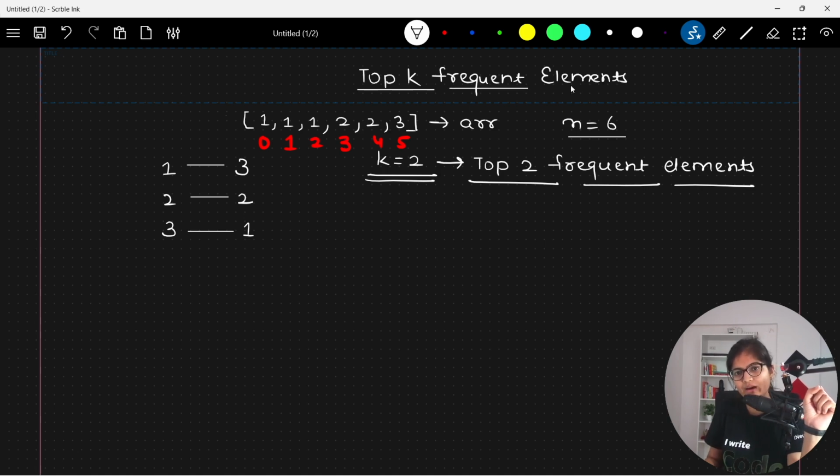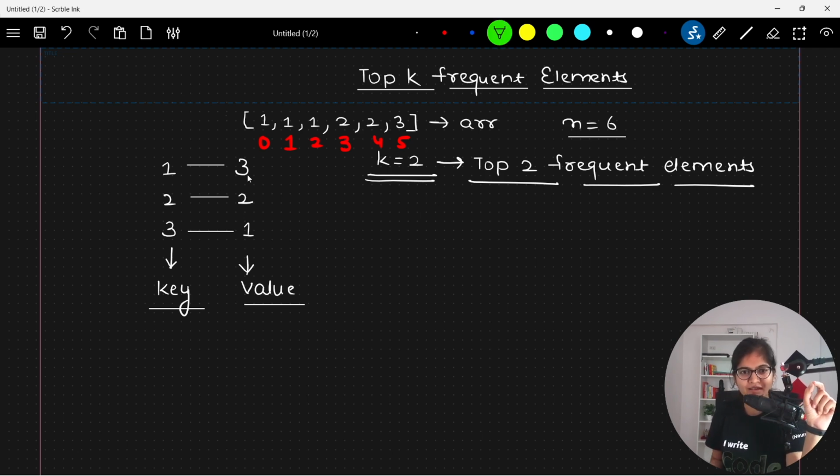Now, one thing you will observe: if I create some dictionary-like structure where this is the key, the unique elements that I have, and this is the value, the frequency, then I will be able to find the topmost frequent elements. For example, if the value of k is 2, the top largest elements according to frequency are 1 and 2, with frequencies 3 and 2. So the output should be 1, 2. This is the expected output.